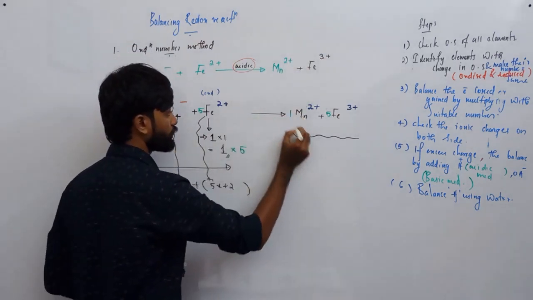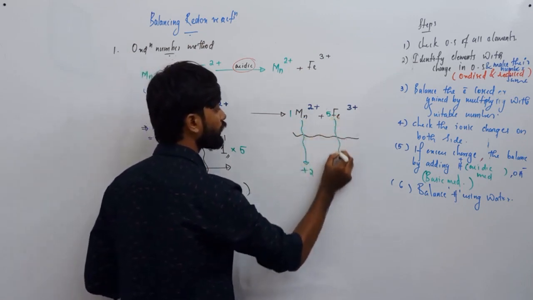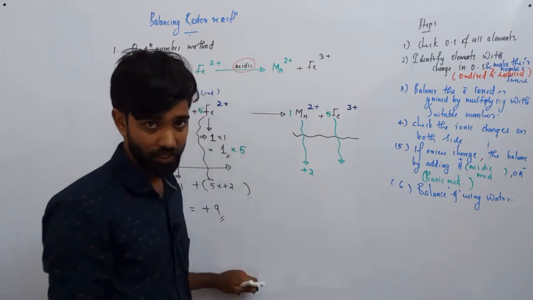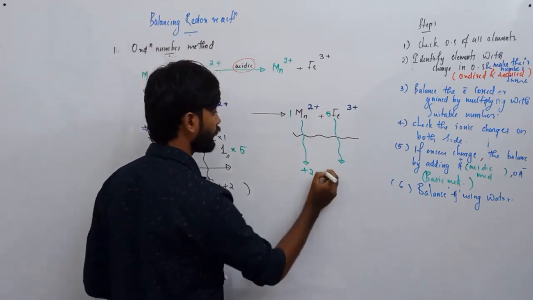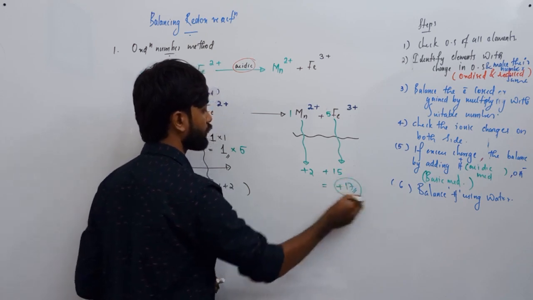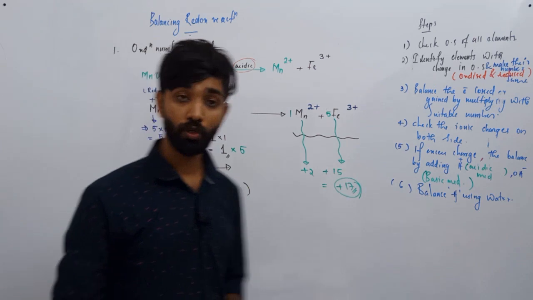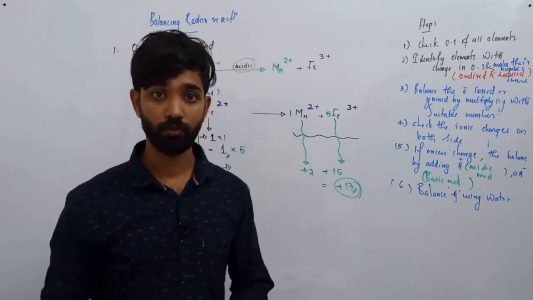There is one manganese. So this can offer a +2 charge. There is 5 Fe3 plus and each Fe3 plus has +3 charge, and 5 Fe3 plus means +15. So here we have +17 charge, right? So in the left +9, in the right +17. So it is clear that the charge is not balanced.